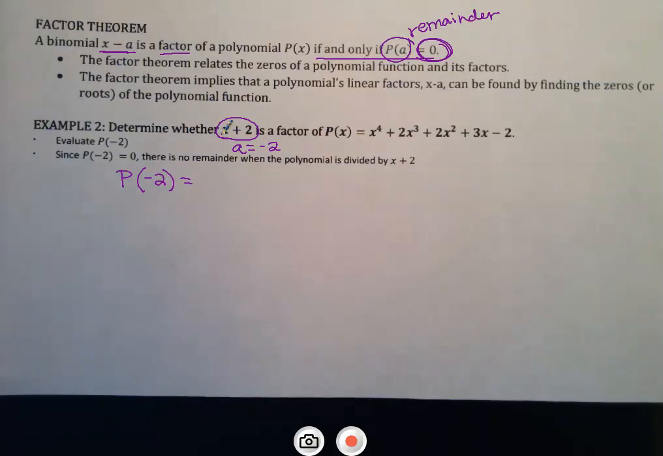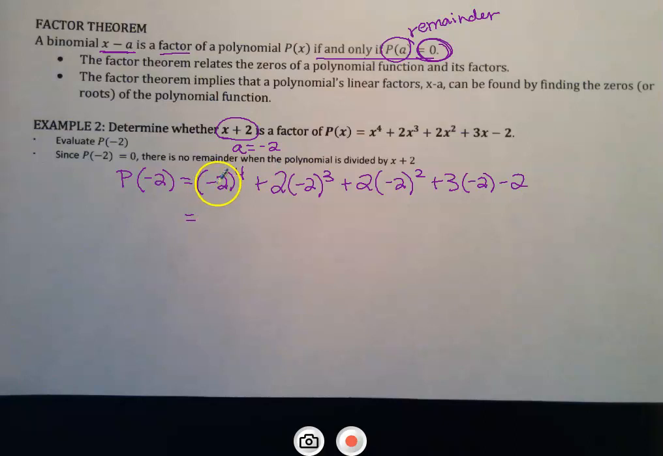All right, so we're going to do p of negative 2. So we're going to have negative 2 to the 4th plus 2 times negative 2 to the 3rd plus 2 times negative 2 squared plus 3 times negative 2 minus 2. This one is not as nice as the 1, but we can remember if we have a negative number, anything to an even exponent is always going to be positive. If it's an odd exponent, it's going to be negative. So then it makes it a little bit easier.